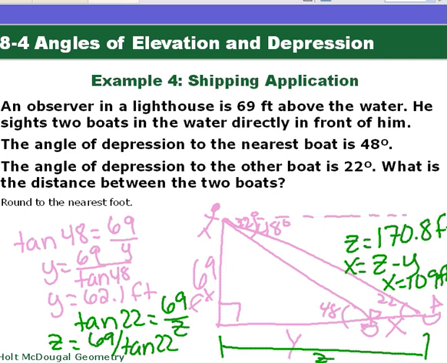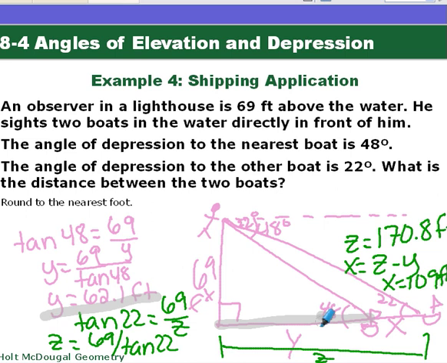So we had a couple different ones we had to do first. We're calling the distance from the first boat y. So we have a 48-degree angle here. So tangent of 48 equals 69 over y. Solving for y is 60.1 feet.